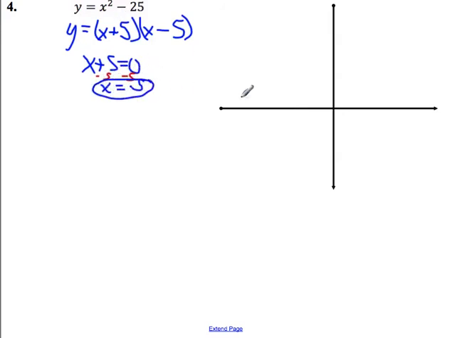So we get 1, 0 is at 5. 1, 2, 3, 4, 5. So there's 1. If we did it with that one, oh, this one's negative 5, isn't it? So this one actually is the one over here. 1, 2, 3, 4, 5. That one. This one, if we go x minus 5 equals 0, and we add 5 to both sides, then we're going to get positive 5. That's this 0 over here.